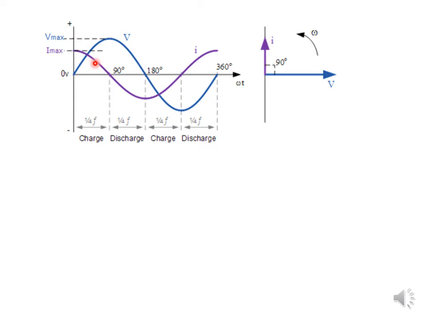Here we observe that at the beginning the potential difference of the capacitor is zero, and the current is maximum. So the current leads the potential difference between the plates of the capacitor by an angle equal to 90 degrees, which is 1/4 cycle or 1/4 periodic time.